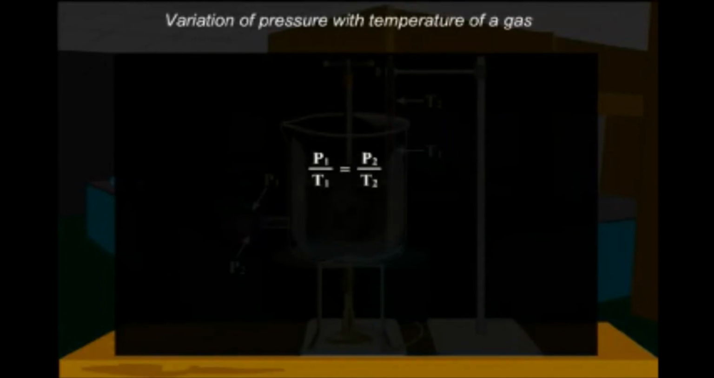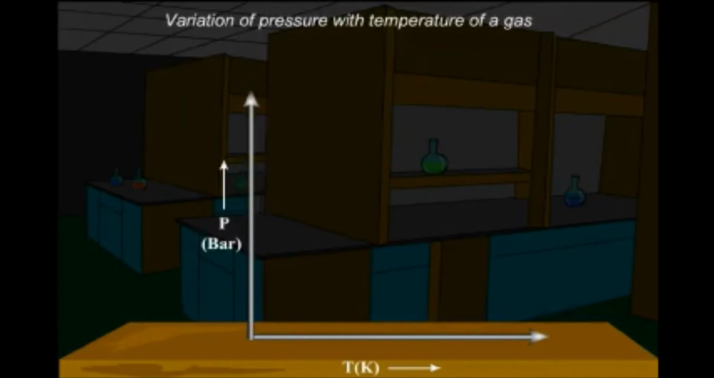Now this law can further be illustrated by constructing temperature versus pressure graphs. Here, pressure for a gas is measured at temperatures 100 K, 200 K, 300 K and 400 K. If all these points are joined, we obtain a straight line, which on extrapolation meets the temperature axis at 0 K.